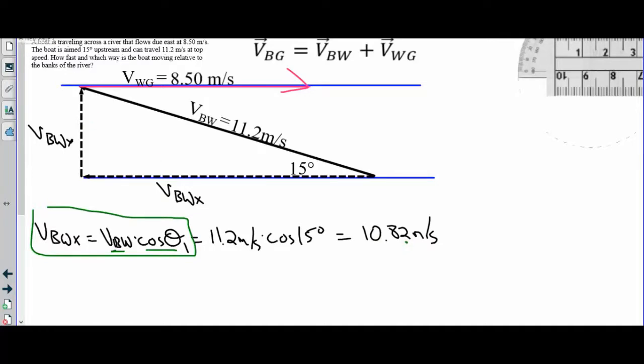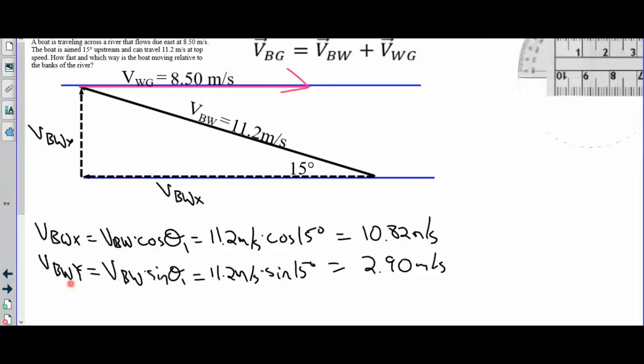And then you do your vertical section. The vertical section, same idea. This is the opposite side of my 15-degree angle. So the velocity of my boat with respect to the water in the vertical, the y direction, should be equal to the hypotenuse times sine of 15 degrees. That should give me about 2.9 meters per second, which you should be able to measure as 2.9 centimeters. So that's my x and my y components.